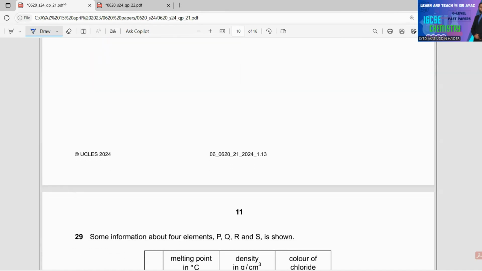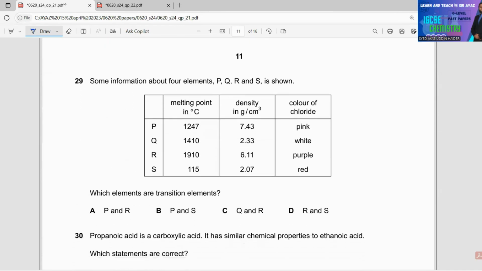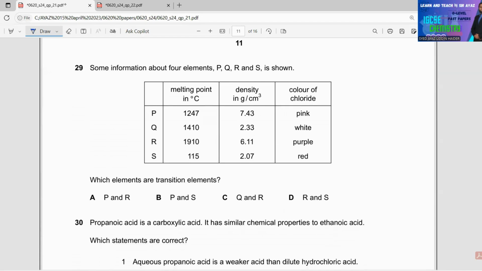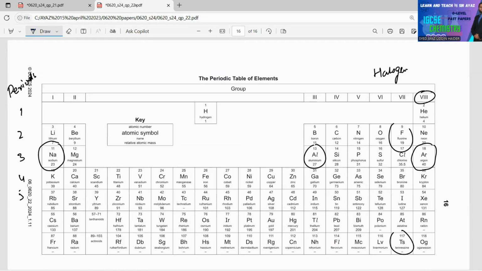29. Some information about 4 elements P, Q, R, and S is shown. We have melting point in degrees centigrade, density in grams per centimeter cubed, and color of chloride. Which elements are transition elements? You know the transition elements? Transition elements are between group 2 and group 3. They are transition elements.